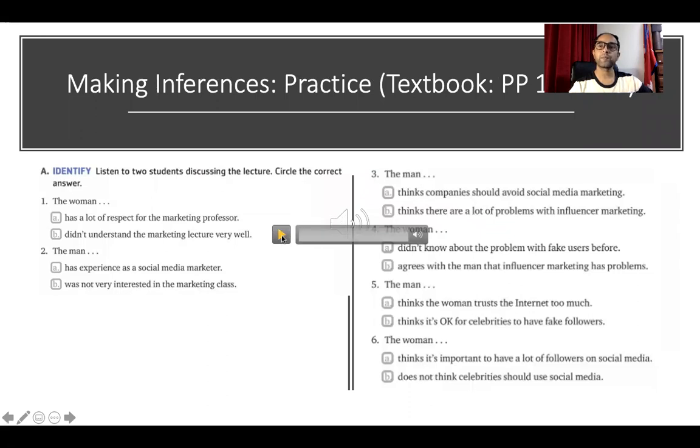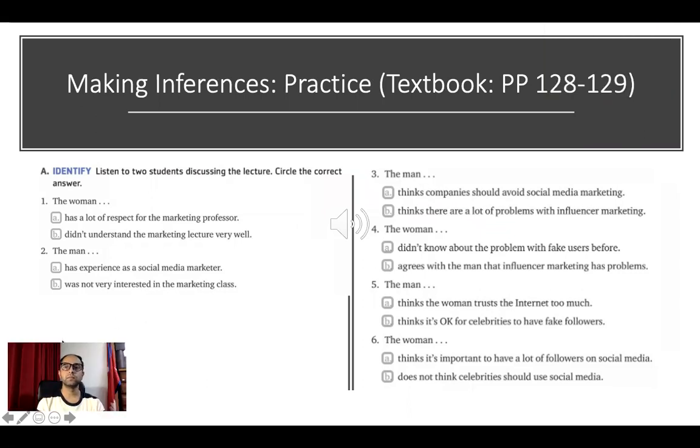Here we go. Unit 6. Listening skill. Activities A and B. That was an interesting lecture in marketing class today, huh? I guess so. Professor Marcus has so much experience. We're lucky to have her as our teacher. Maybe. But she didn't talk about all of the problems with influencer marketing. Problems? Like what?